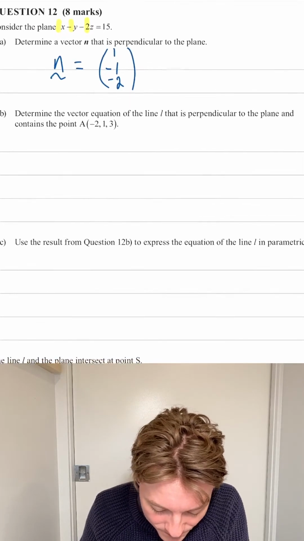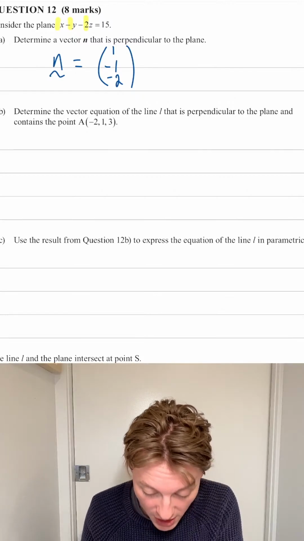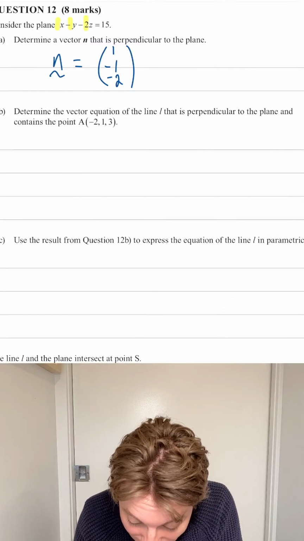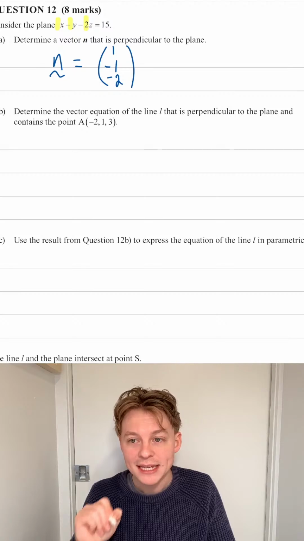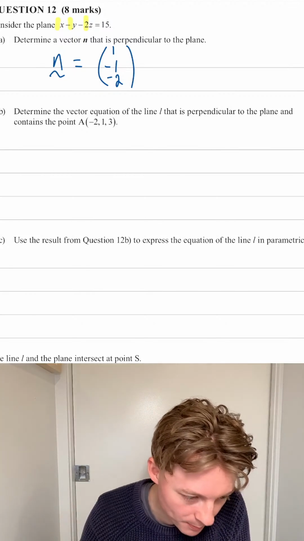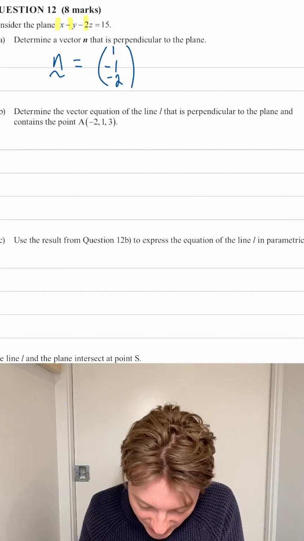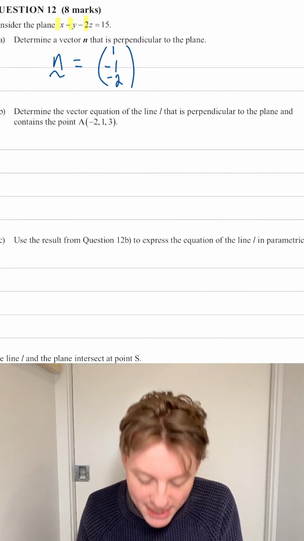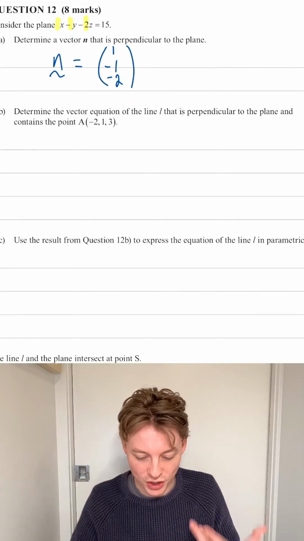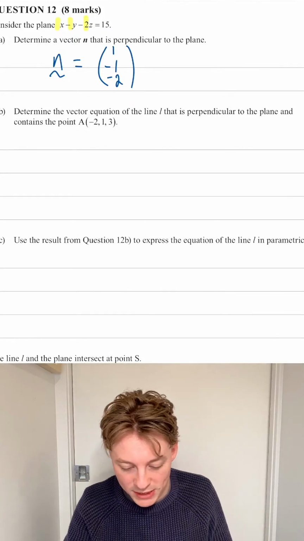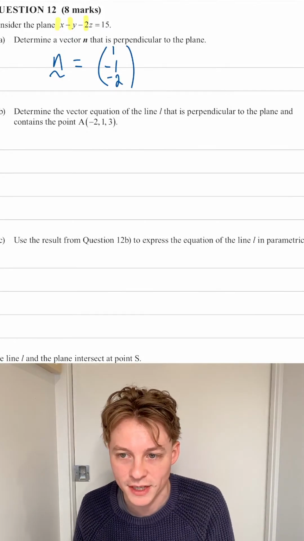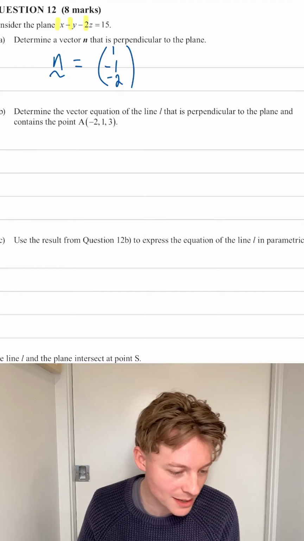Determine the vector equation of the line that is perpendicular to the plane and contains a specific point. Okay, so we want to determine the vector equation of a line L perpendicular to the plane. I know I read that out a few times, but when we're doing specialist questions, especially the vector stuff, reading a question multiple times is important.